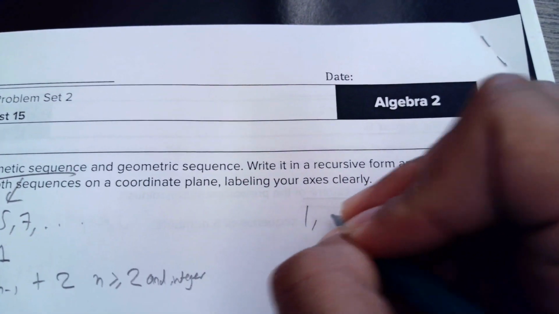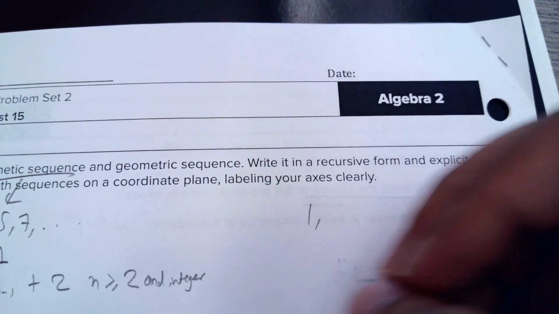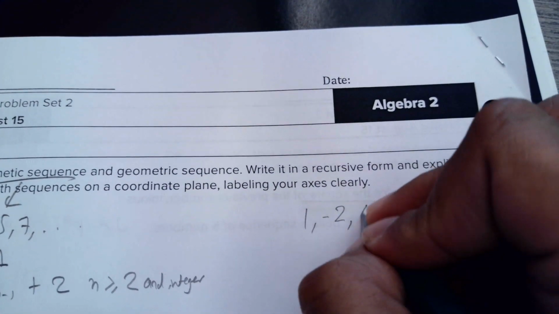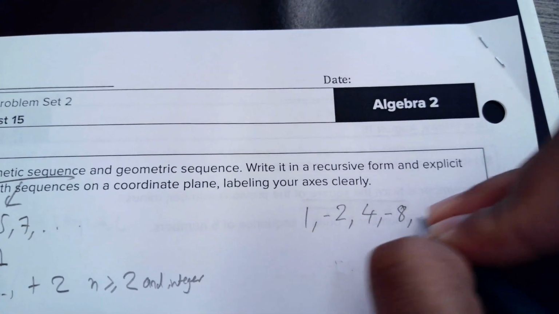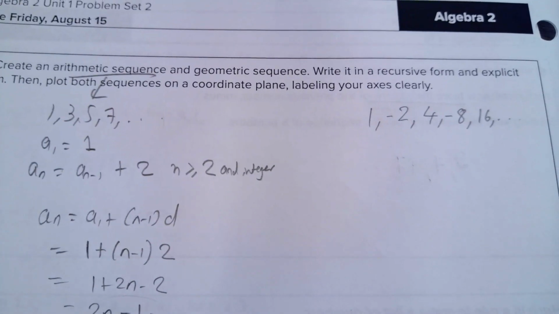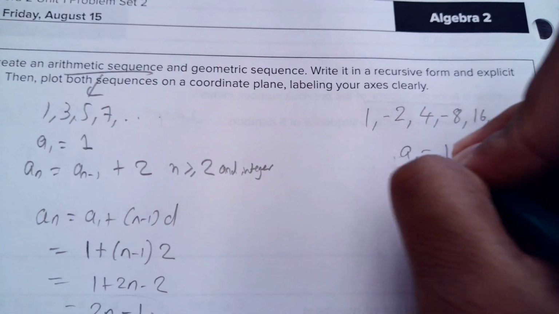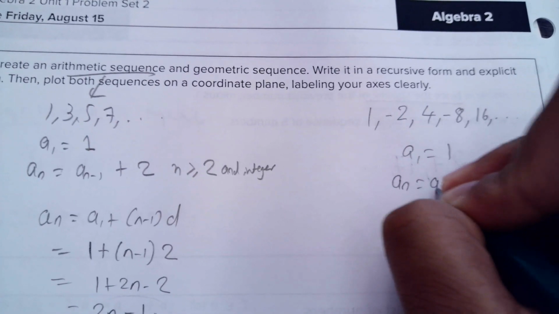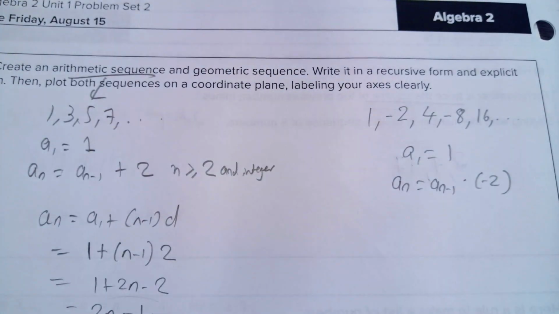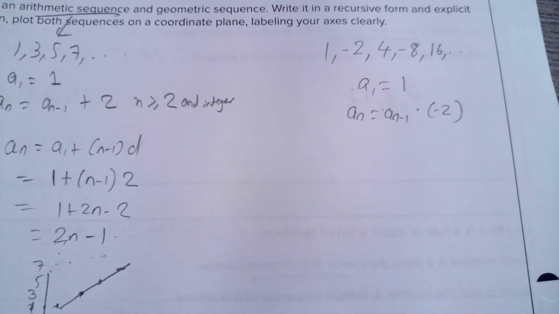I'm going to go a little bit tougher on my own, just because I want to show you something. We'll do 1, negative 2, positive 4, negative 8, positive 16, and so on. So your first term is 1. Your next term is taking the previous term and timesing negative 2, again where n is greater than or equal to 2, an integer. You guys can write that down.